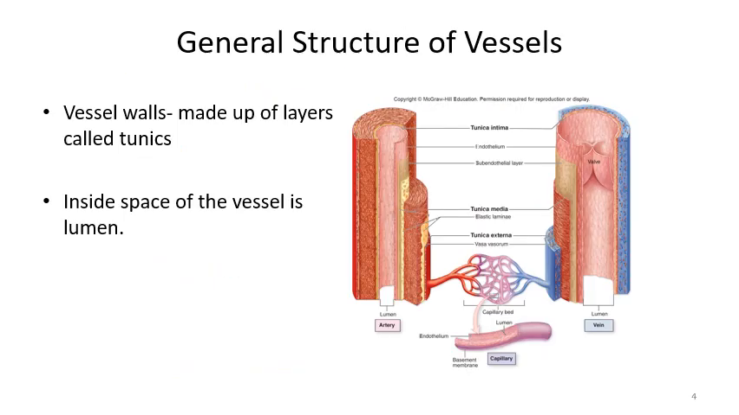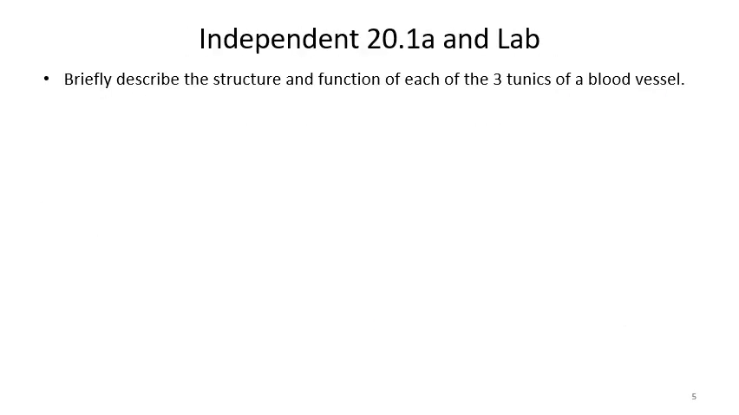So in general, blood vessels are made up of layers called tunics, and we call the space inside the lumen. Remember, a blood vessel is like a water hose, like a pipe. So now, from lab, and in section 20.1a of your book, you're going to want to look back and make sure you can describe the structure and the function of the three tunics of the blood vessels, paying special attention to the tunica media.